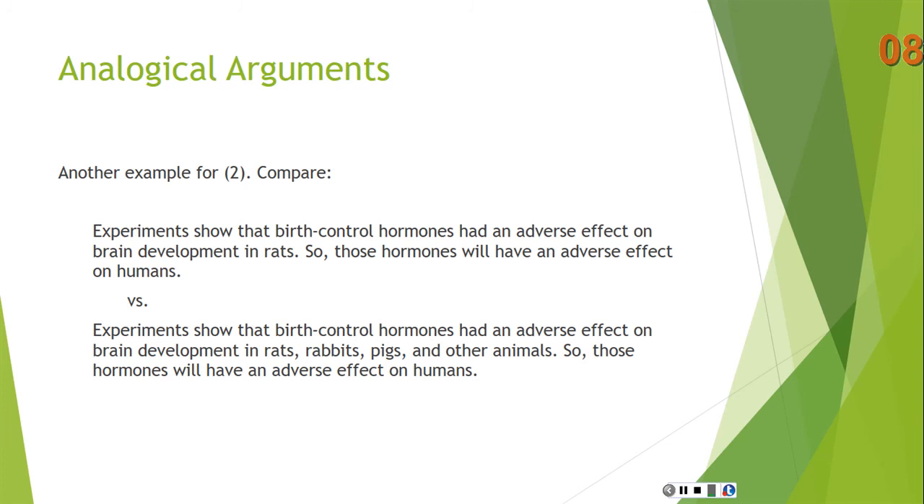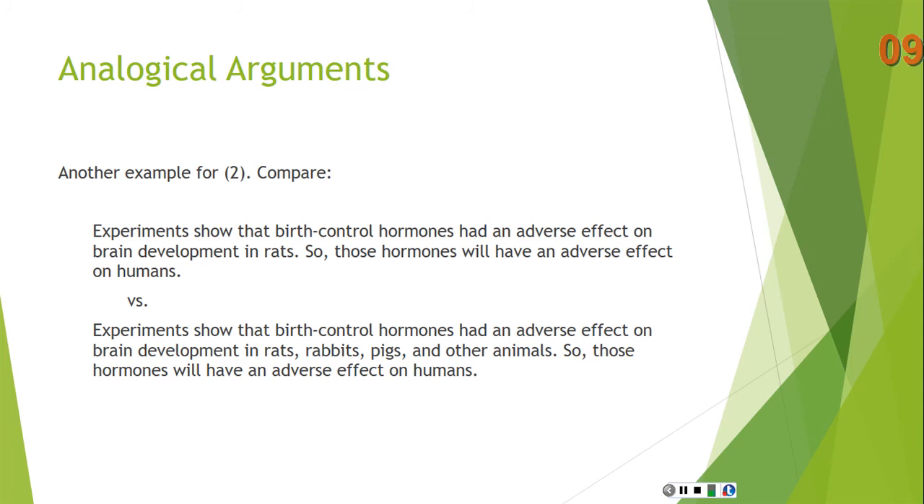So here's one where not a large variety of things are being compared, and I'll compare that to one where a large variety of things are being compared. Experiments show that birth control hormones had an adverse effect on brain development in rats. So those hormones will have an adverse effect on humans. Okay, I mean, that's a decent argument. But what if you had this other argument? This other argument's stronger because of the variety of things being compared. Experiments show that birth control hormones had an adverse effect on brain development in rats, rabbits, pigs, and other animals. So those hormones will have an adverse effect on humans.